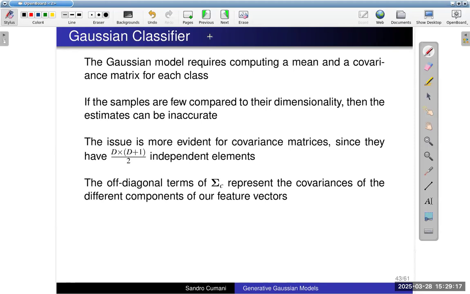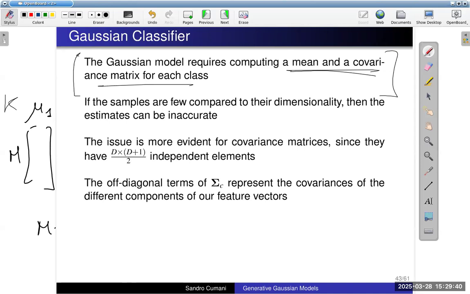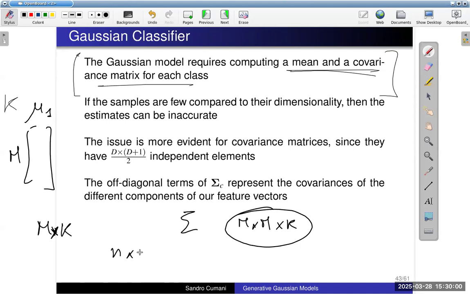Now, the problems that we analyze in this part of the lecture are related to estimating a large number of parameters, and to the risk of overfitting of this model. This model requires that for each class we compute what? A mean vector, which has a dimensionality equal to m. So we have m times k mean parameters. The covariance matrix sigma, for each class, has dimensionality m times m. So if I have k classes, this is the number of parameters that I need to compute for the covariance matrices.